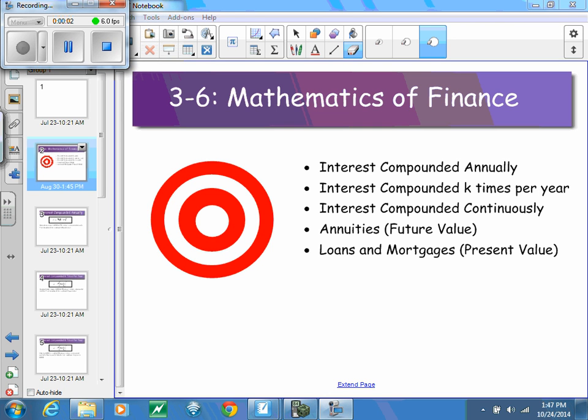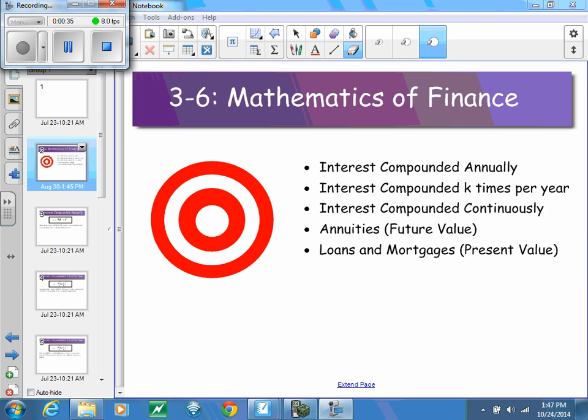All right, we're going to finish up chapter 3, looking at some real-world applications of where we can use all these exponential functions and logarithmic equations to calculate how much money we can possibly save, or also how much money we are going to owe if we borrow it from someone. So we're going to be looking at different interest accounts, putting money into a bank account and collecting interest. We're also going to be looking at annuities, which is talking about future value.